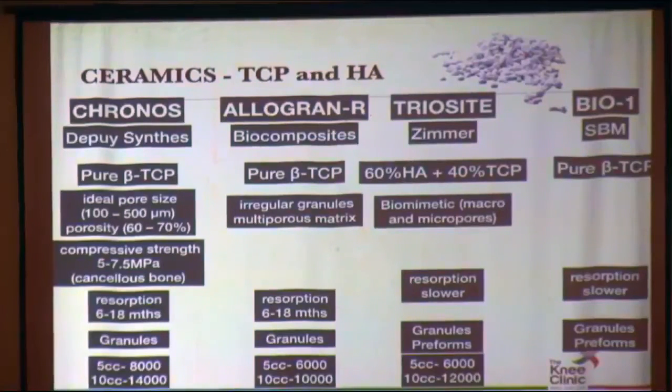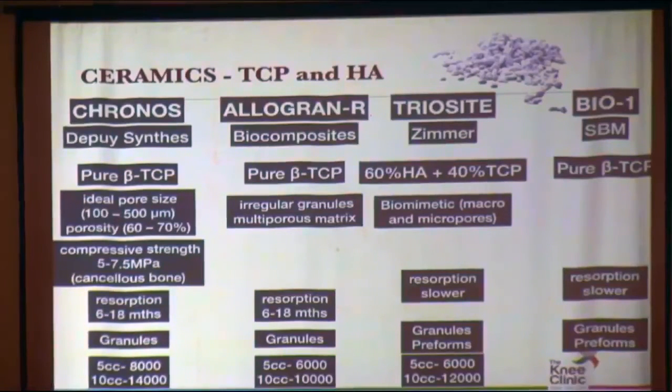So out of these, all three are pure beta TCP. Because they are beta TCP, they are sort of softer. What Triosite says is it's a combination of HA and TCP, so it is sort of stronger. All of them say that, hey, we have the perfect micropore, macropore combination, so we resemble the host bone as much as possible. Because Triosite has HA, the resorption is a little slower. But the pure beta TCPs, the resorption is around 6 months to 1.5 years.